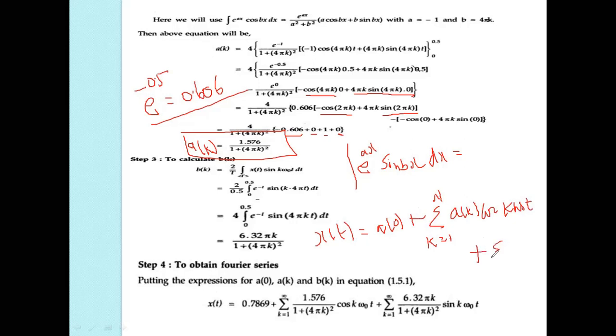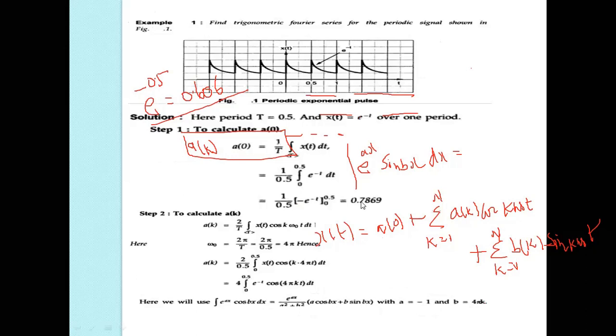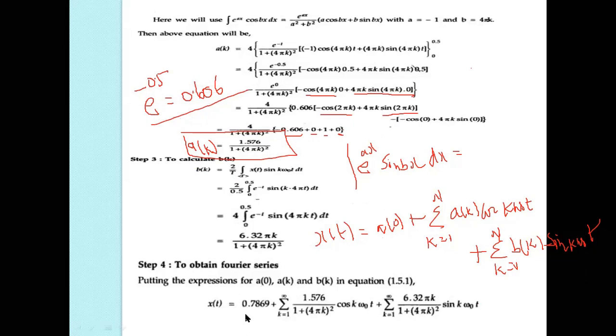And similarly, the sum of k equal to 1 to n, b of k sine k omega naught t. So what is a naught? We got a naught is 0.7869 plus the sum of k equal to 1 to n, or infinity.